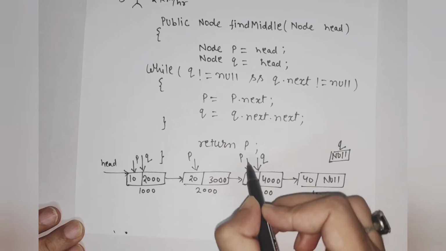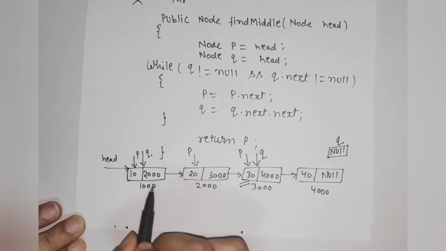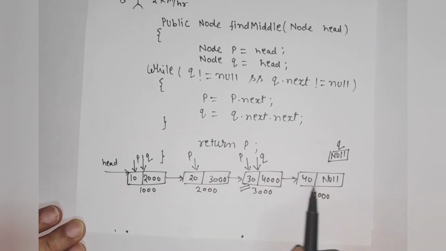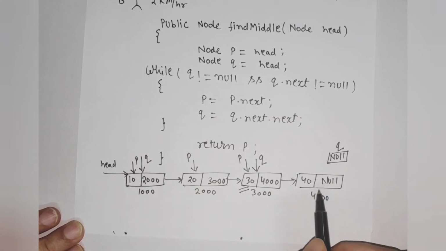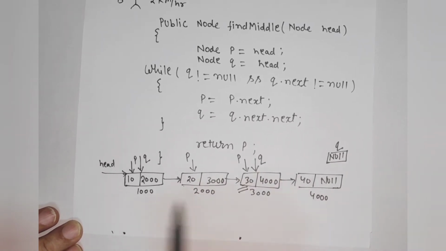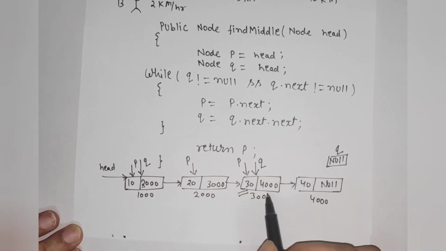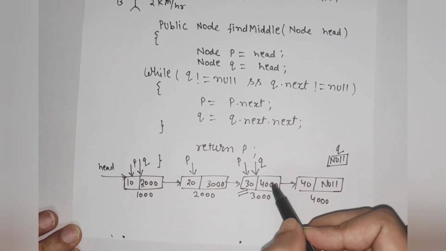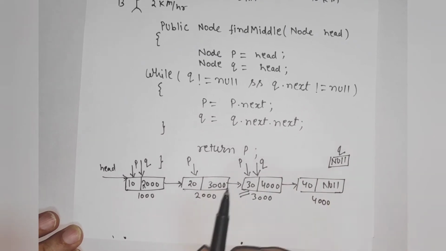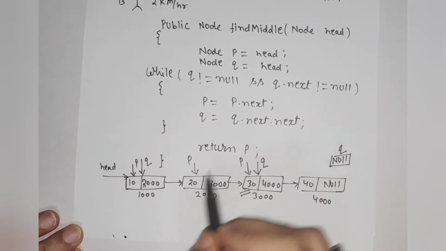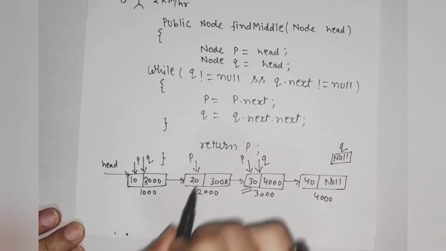So P is at the mid. Here there are two mid elements because this is even length linked list. So one element at the right hand side and one element on the left hand side, two mid elements. So we are returning right hand side mid element. Now let's modify this code to return left hand side mid element.